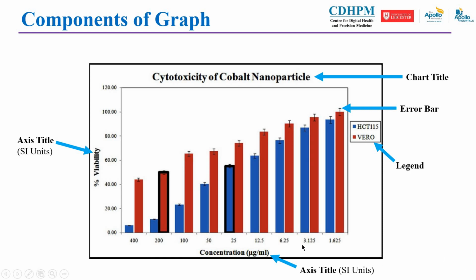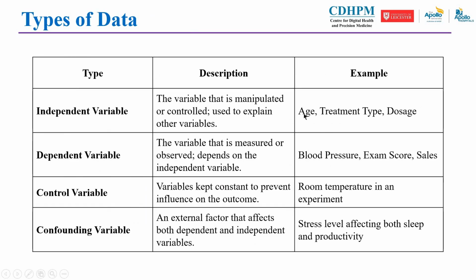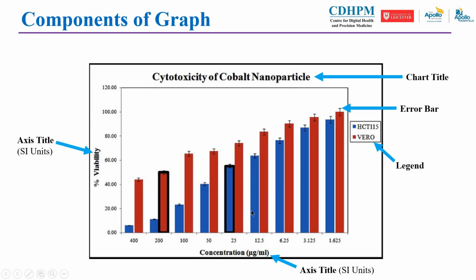So it usually goes on the x-axis. Examples of this include the age of the patient, the treatment types that you are giving, or the dose of the drug that you are giving to a patient. Correct? And what is a dependent variable? The independent variable conveys a certain drug dosage or the type of treatment. So in this case, the dosage of the drug, that is, the nanoparticles at different doses.